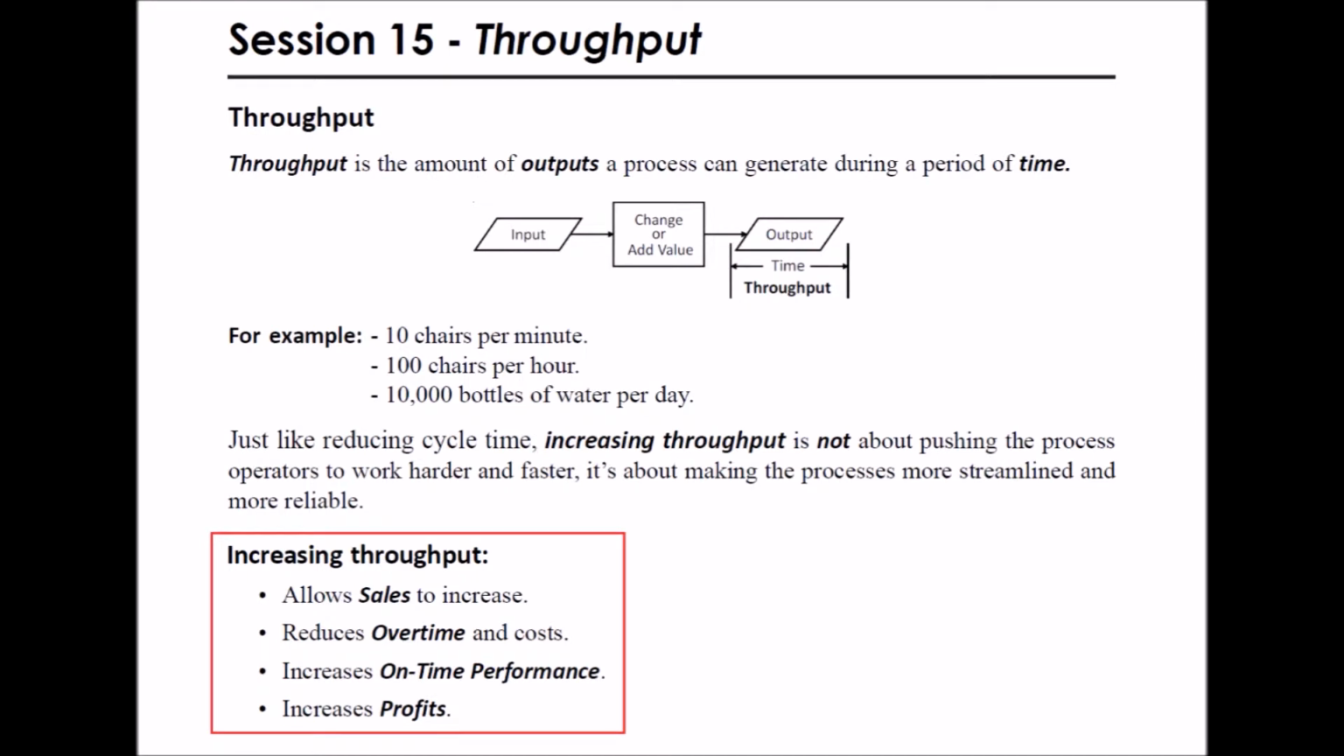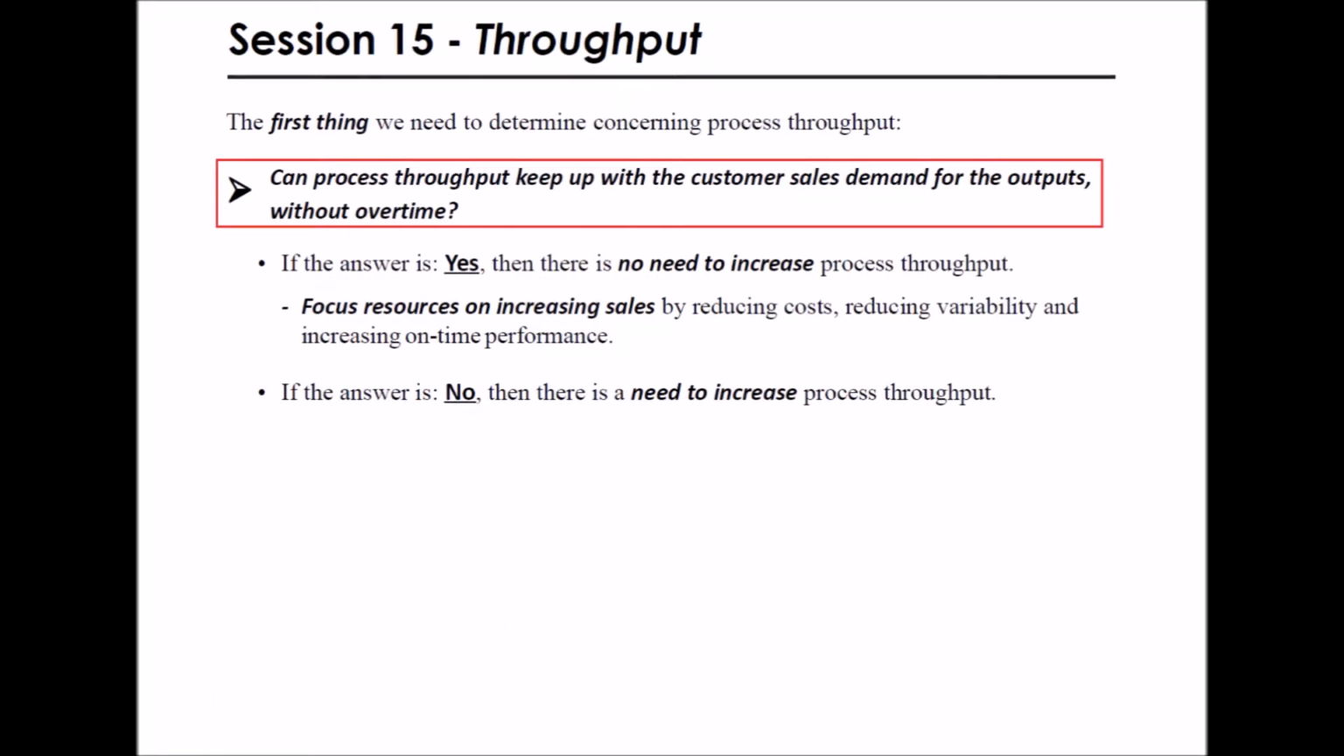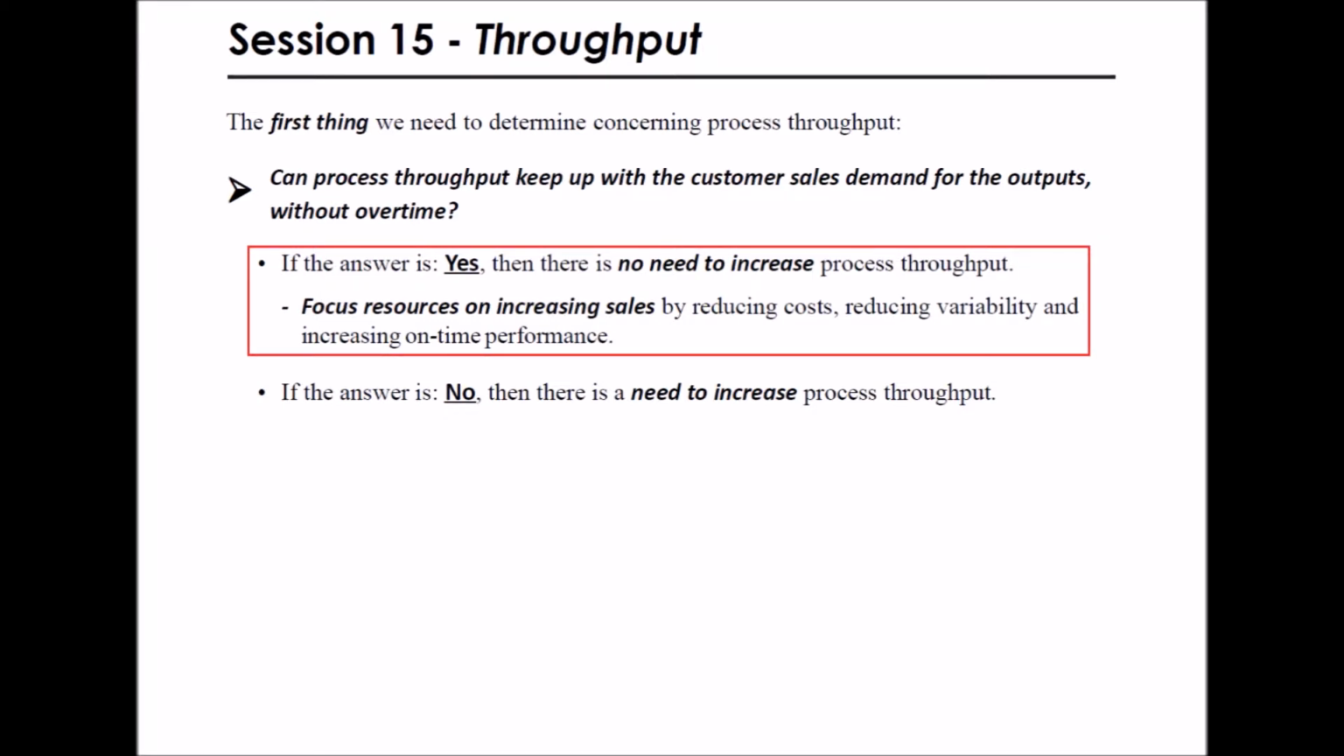Increasing throughput allows sales to increase, reduces overtime and cost, increases on-time performance, and increases profits. The first thing we need to determine concerning process throughput: can process throughput keep up with sales demand for the outputs without overtime? If the answer is yes, then there is no need to increase process throughput. Increasing throughput will only create more unsold inventory. So, you will want to focus your resources on increasing sales by reducing cost, reducing variability, and increasing on-time performance.